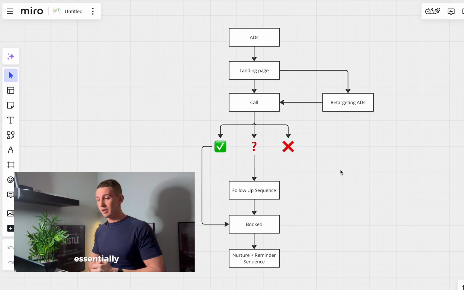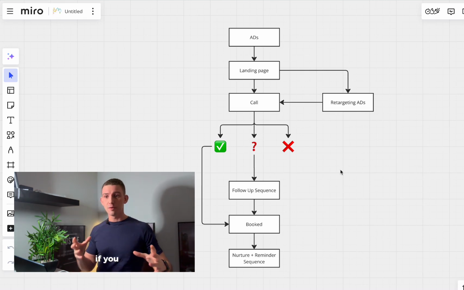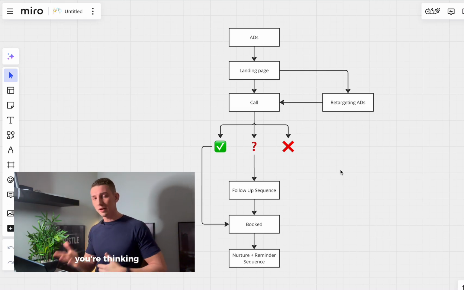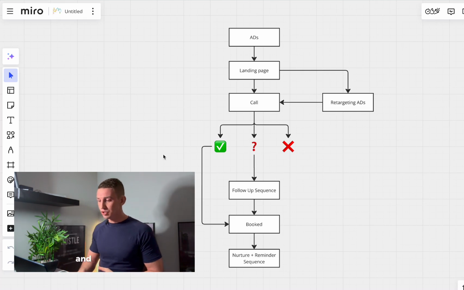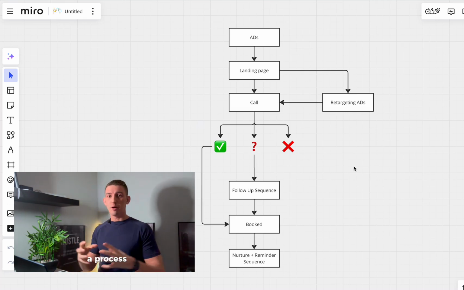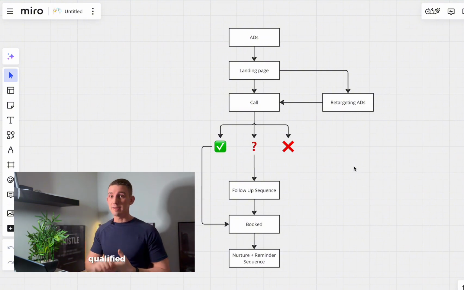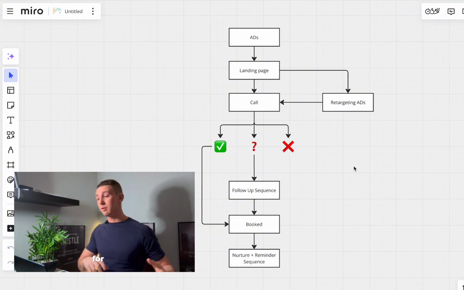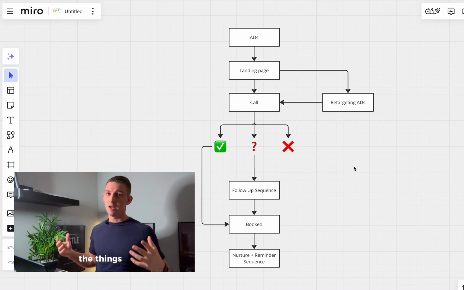in ad campaigns, essentially. Now, if you need some help with your ads, or you're thinking about running ads and you would like a process built like this for your business to find your ideal clients, get them qualified, get somebody to actually call them for you and book them in to whatever those next steps are for you, that is essentially one of the things that we do.